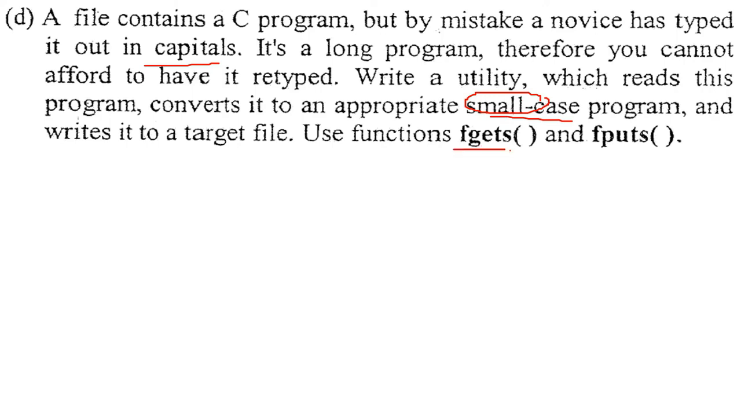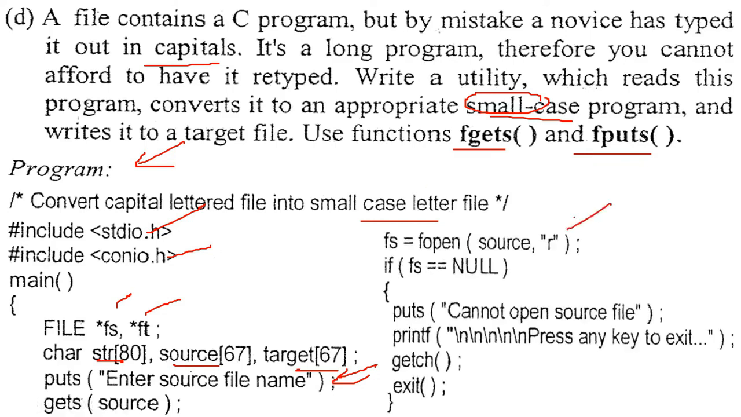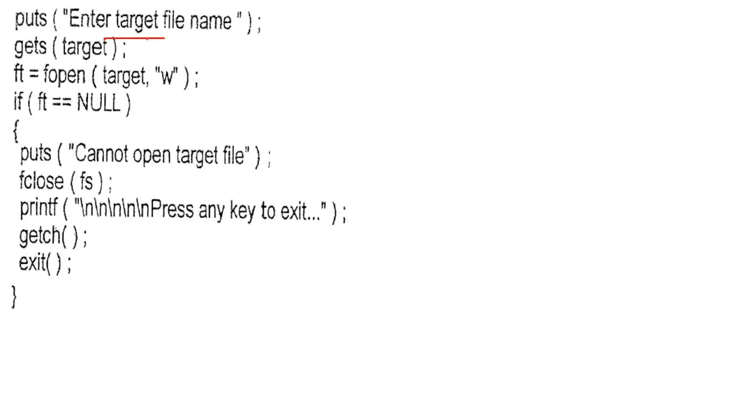So what will we do here? We'll write a program. This is to convert capital lettered file into small case letter file. This is stdio.h, io.h, conio.h. This is fs, ft. So we have a source and a target and a string. We enter the source file name in the gets source. Then we try to open it. If it doesn't open, then we just come out. Then we enter the target file name and we try to open it. If it doesn't open, we come out.